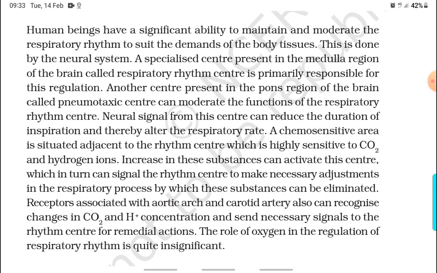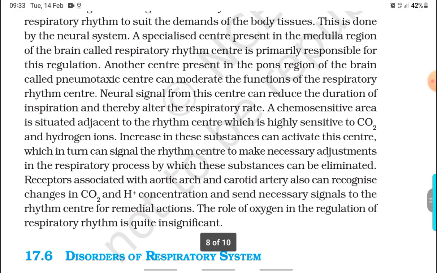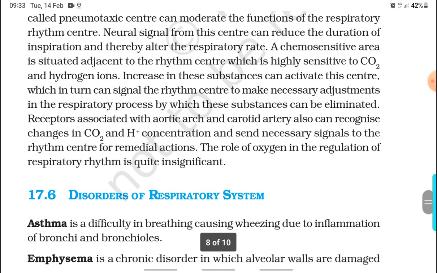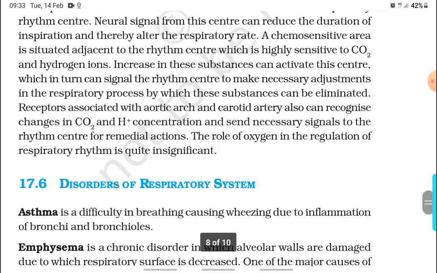pneumotaxic center can moderate the functions of the respiratory rhythm center. Neural signal from this center can reduce the duration of the inspiration and thereby alter the respiratory rate.